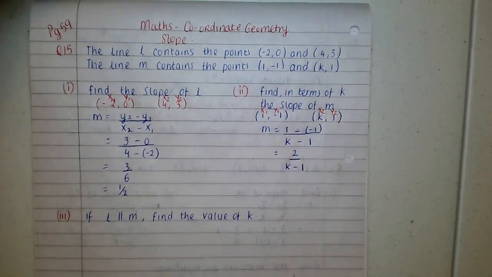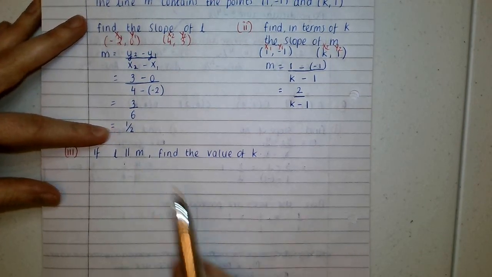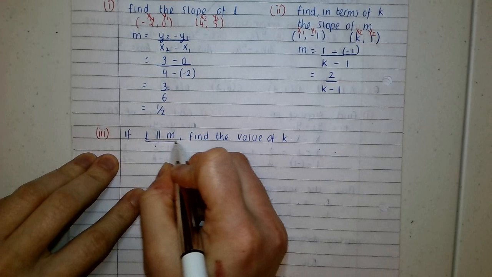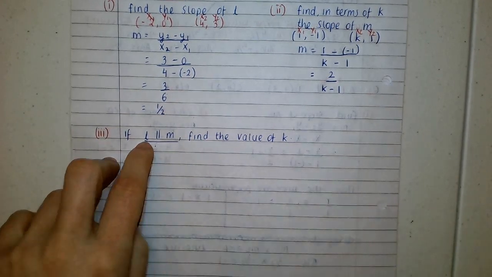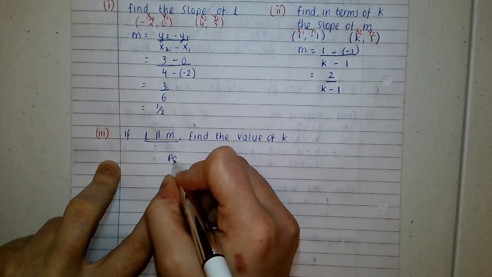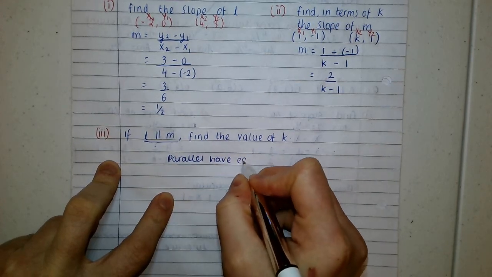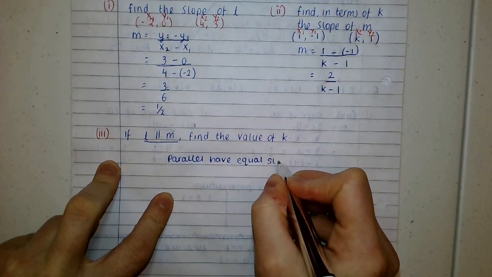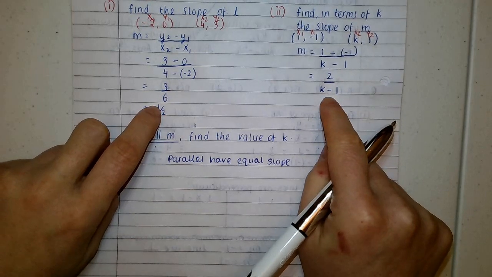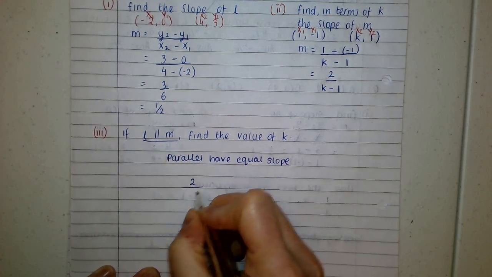Now the last part of the question says if L is parallel, and this symbol means parallel, to M, find the value of k. The most important piece of information is the fact that L is parallel to M. We know that parallel lines have equal slopes. So what we can say here is the slope of line L should be equal to the slope of line M, given that the lines are parallel. So we've just let those two numbers equal each other.